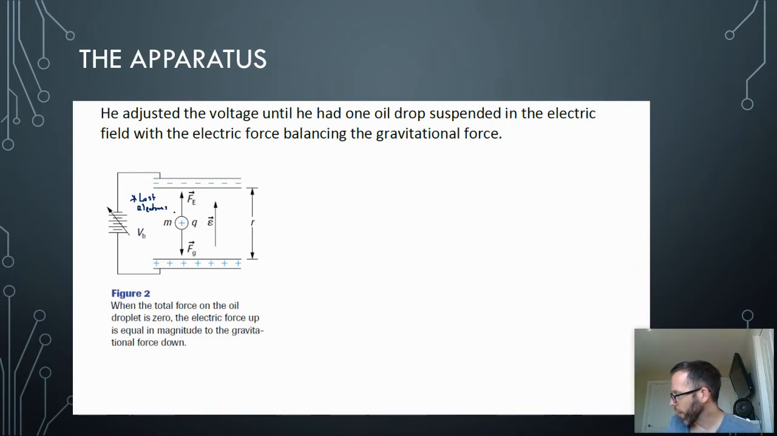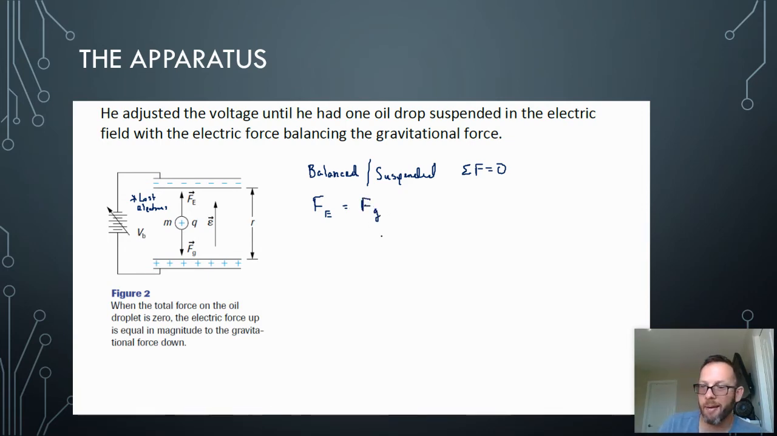I mean, this is our starting point. So when, in this case, everything is balanced, when the oil drop is balanced or suspended, the sum of forces is 0. And so what we have then is that the electric force is perfectly balancing the gravitational force. And electric force in a parallel plate, uniform electric field, just like Fg is mg, Fe is q epsilon.